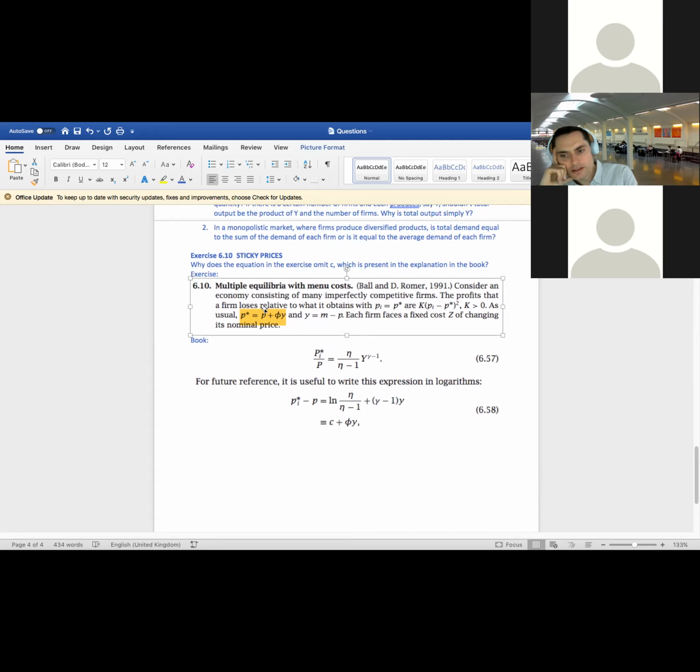Yeah, well, I guess if eta were equal to infinity, as eta approaches infinity, then I guess you would say that C is equal to 0. So maybe that's what they have in mind here. But wait a second. Let's see here.